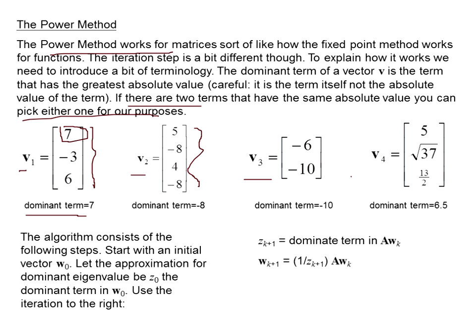So in this eigenvector, which is the dominant term? The dominant term is minus 8, because there are two terms, minus 8 and minus 8, so we can choose either one. In this one, the maximum term is minus 10, and so the dominant is minus 10. Similarly, the dominant is 6.5. When you just compare, the bigger one is 6.5.